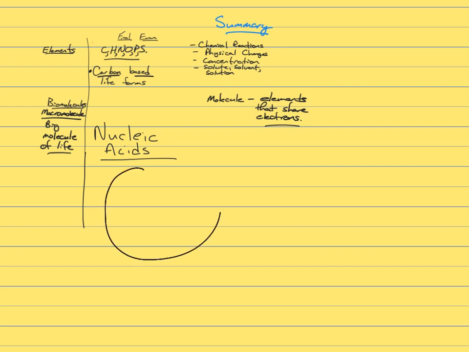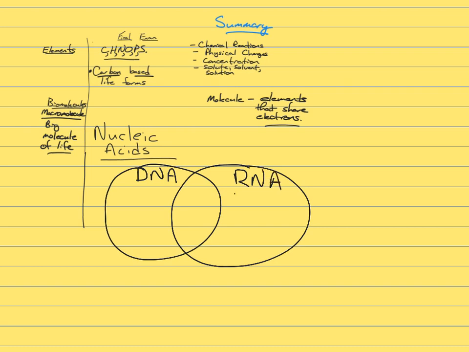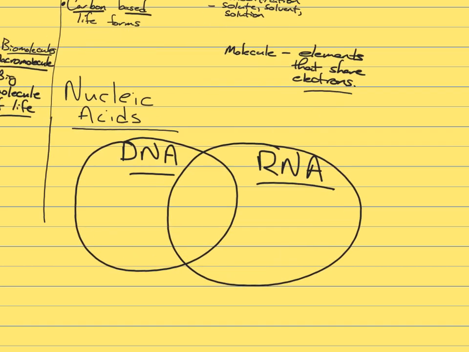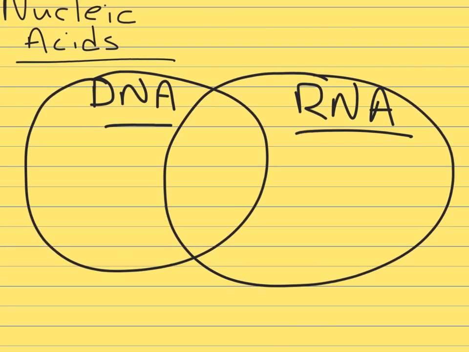We'll have two circles. One will say DNA, and the other will say RNA. And what do they both have in common? They both have the same elements, right? What are those elements that both DNA and RNA have? Carbon is number one. Carbon's going to be number one in just about every biomolecule, right? In fact, every biomolecule.